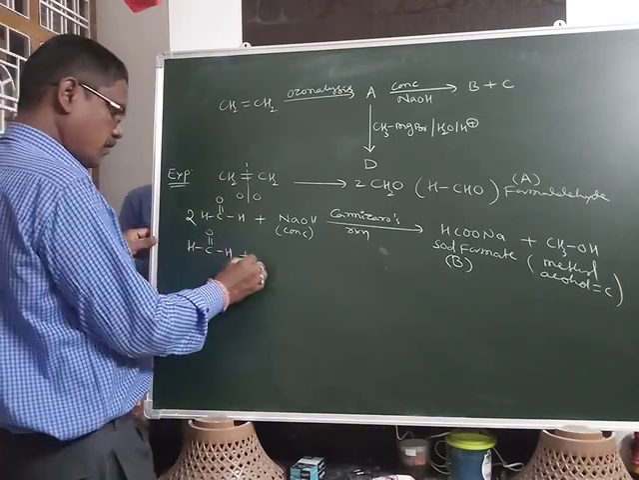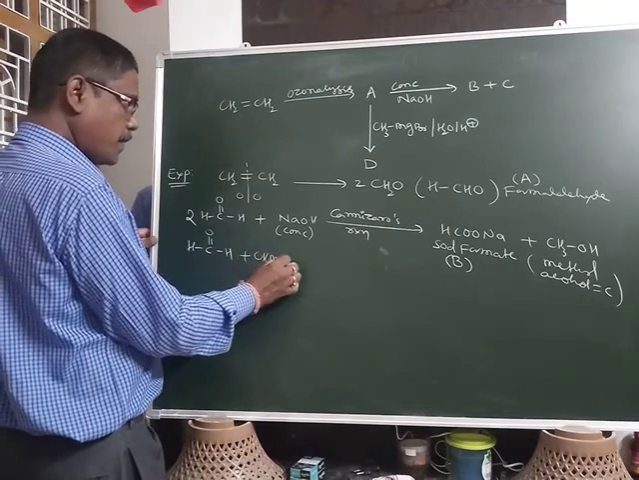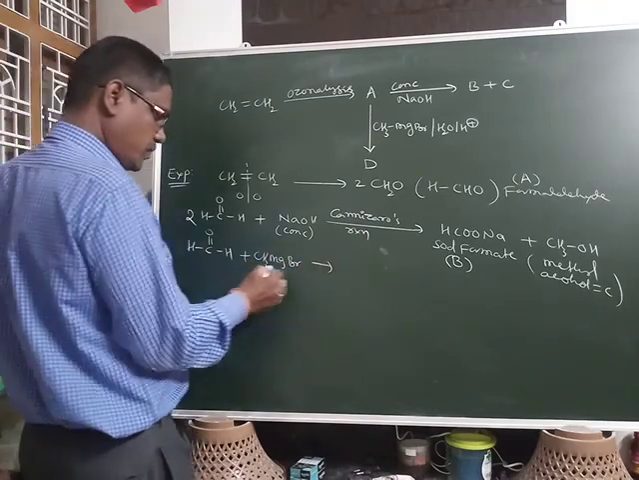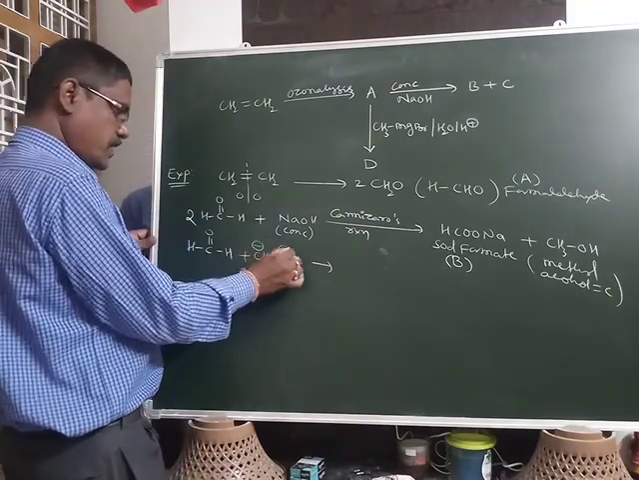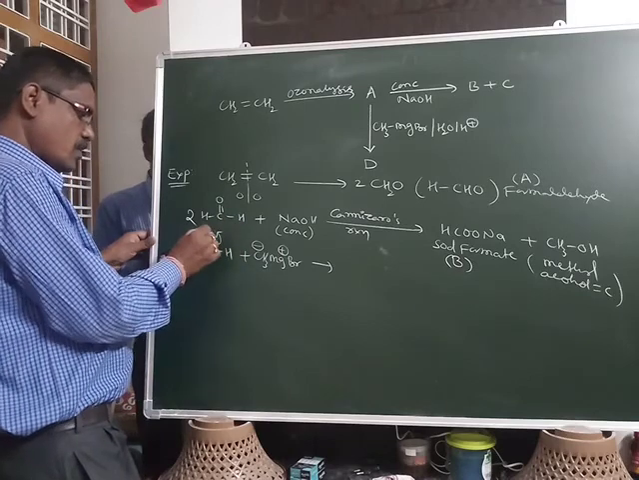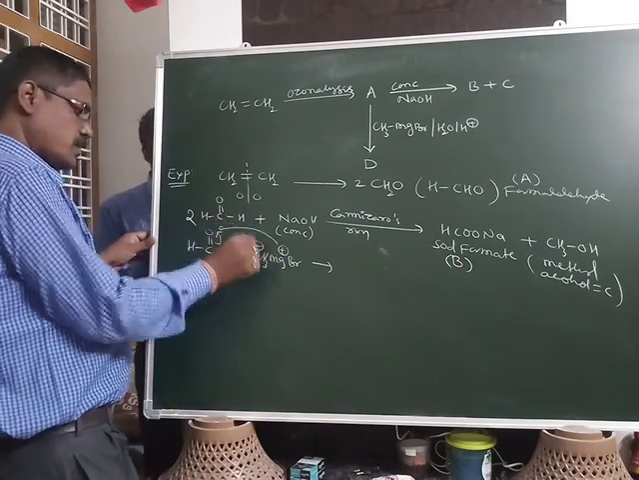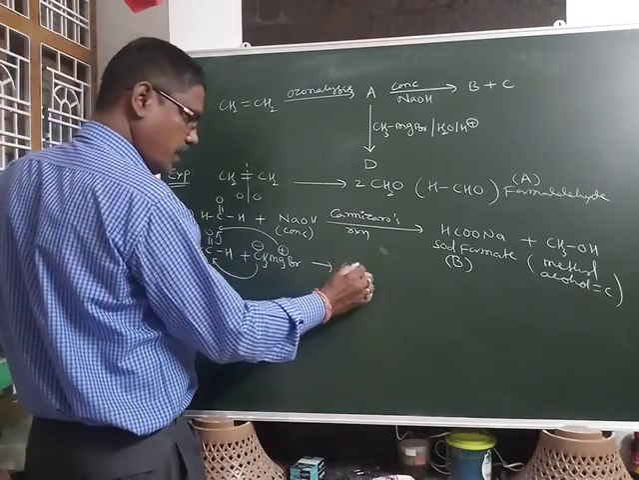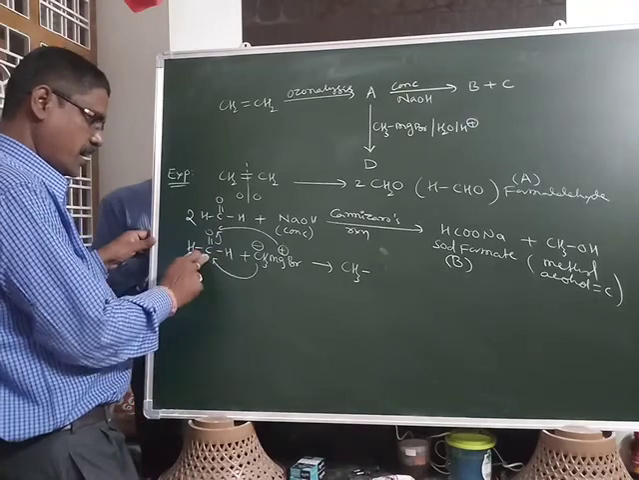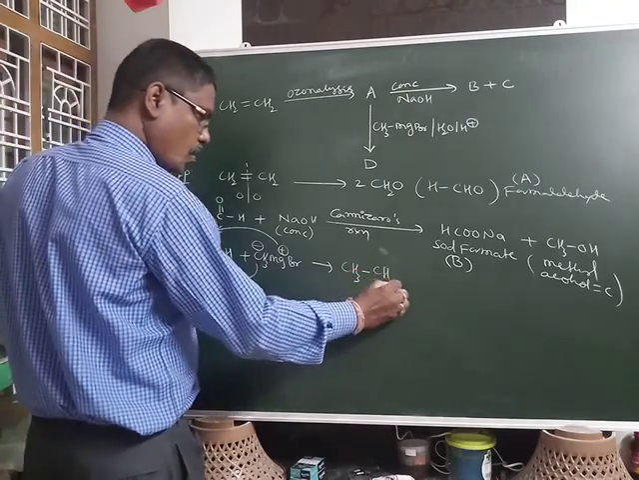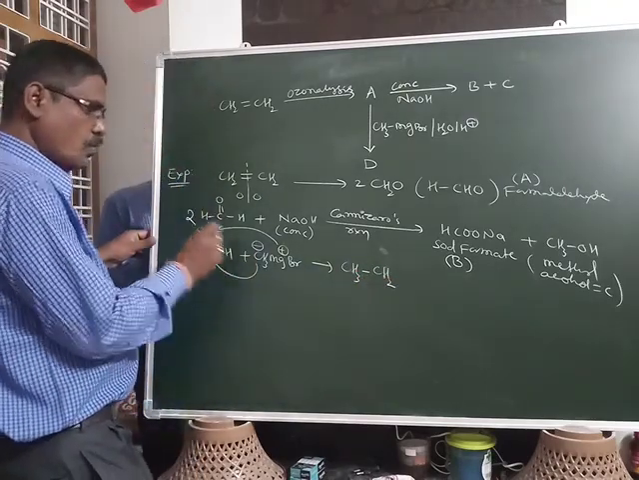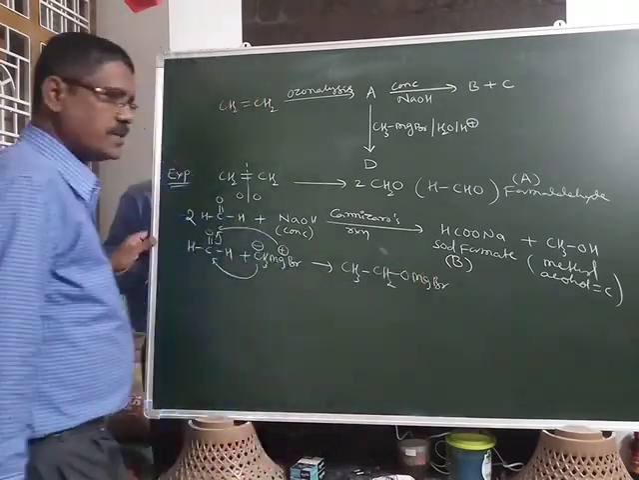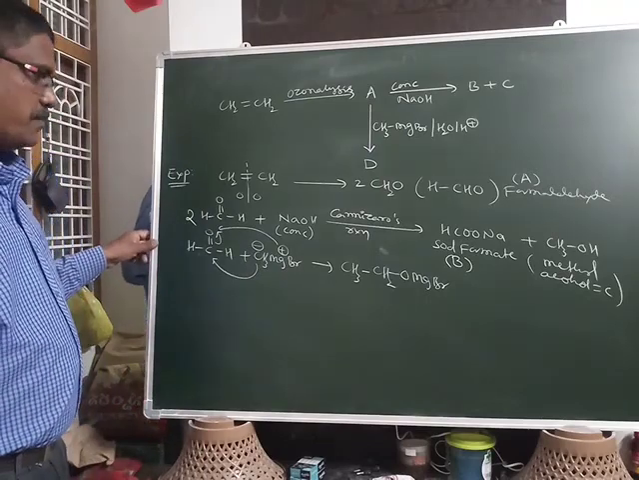with methyl magnesium bromide. Okay, and it forms: this is the minus, this one plus, and this bond shifted to this side. O minus attracts the plus part and C plus attracts the minus part, and we obtain CH3. Here CH3 is added, and CH2OMgBr. This is called the intermediate product.